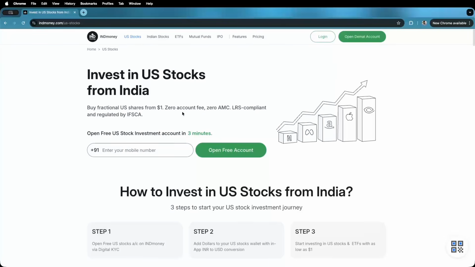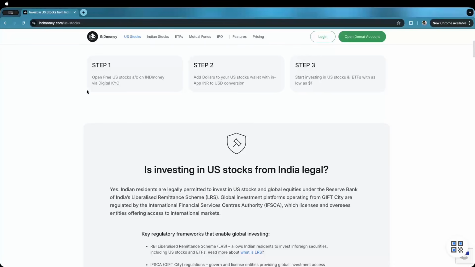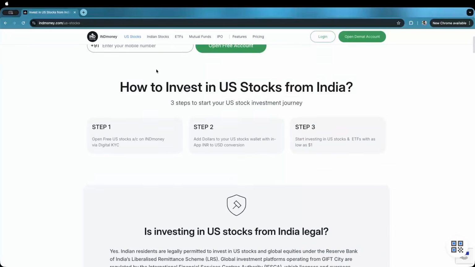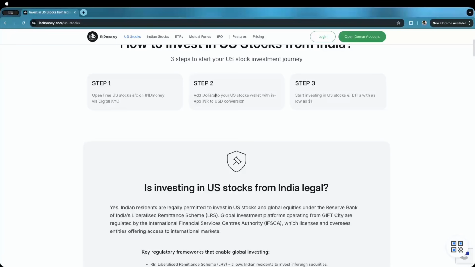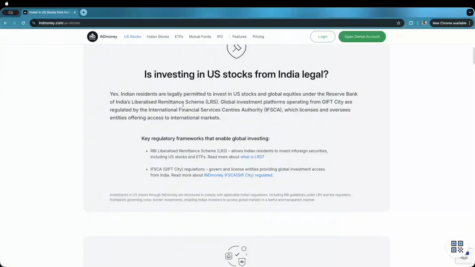It has zero account fee, zero AMC, and is LRS compliant. And basically, it's quite easy to open. You can simply log in, put in your phone number, and do the quick digital KYC. You transfer the amount from your Indian bank to the USD account, which will already be there, and you can start investing with as low as $1. It's totally compliant and legal under the LRS scheme, which I'll talk about in a minute.